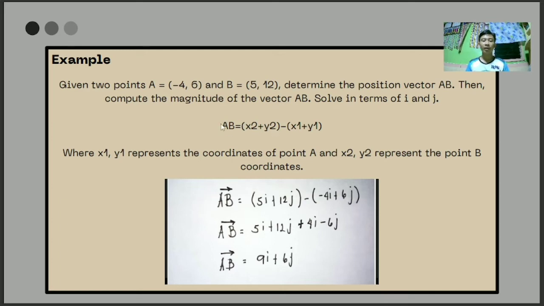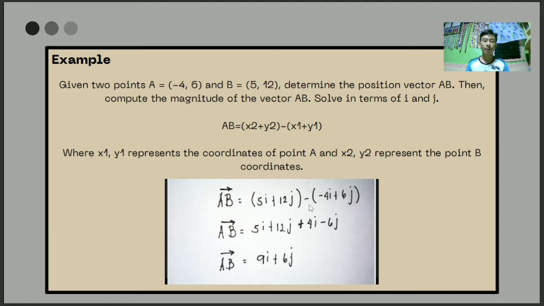So in here, position vector AB is equal to x2, y2 minus x1, y1, where x1 and y1 represent the coordinates of point A and x2 and y2 represent the point B coordinates. So here, the position vector AB is equal to 5i plus 12j minus (-4i plus 6j). So we subtract the components or coordinates of A from the coordinates of B. So it becomes 5i plus 12j minus (-4i plus 6j).